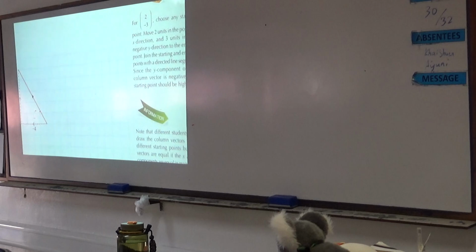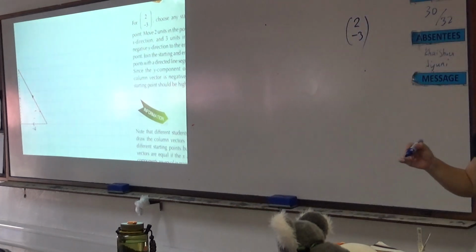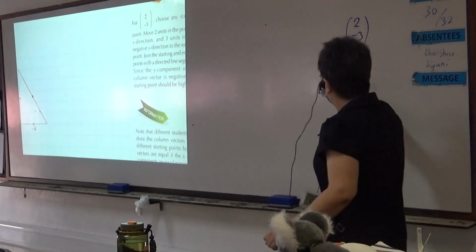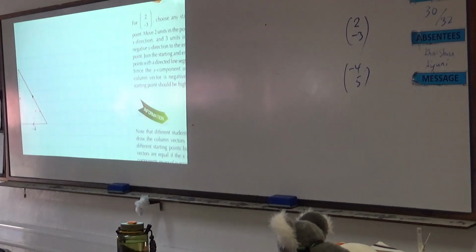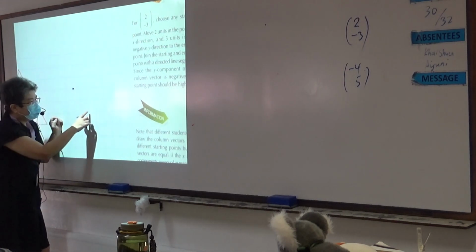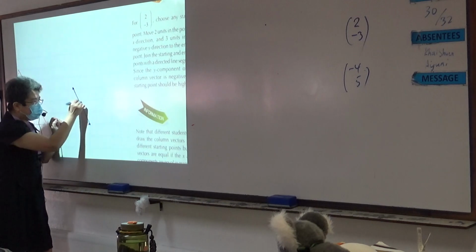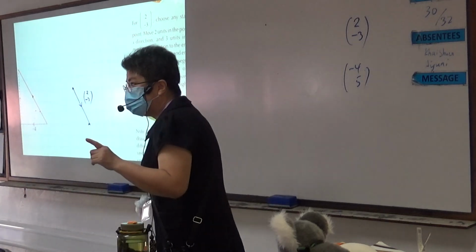On the 1 by 1, 1 unit by 1 unit square grid below, draw the column vectors (2, -3) and (-4, 5). I'll just use the grid so that I don't have to draw. There's no need to draw the XY axis, as we said already. I start somewhere. The first vector is 2, so 1, 2, right? Then go down 3: 1, 2, 3. So this is the end point. This is your (2, -3). Must draw the direction. Everybody clear?